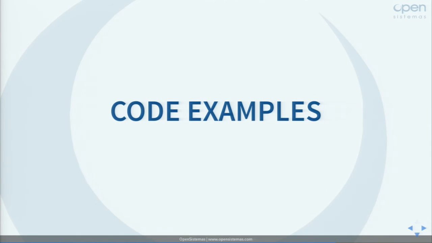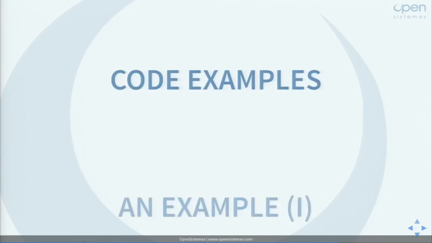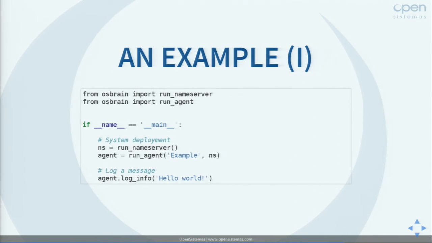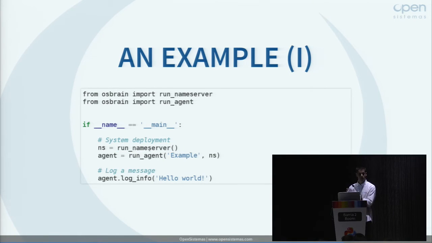So let's start with some code samples, just to understand how this works. This is the most basic sample, which is Hello World. In here, we're just running a name server, okay, a random name server. And then in here, we're running an agent that we call example. This is an alias. And we tell it to register in this name server. And what do we have here? Okay, this variable is actually a proxy. It is not the remote object.